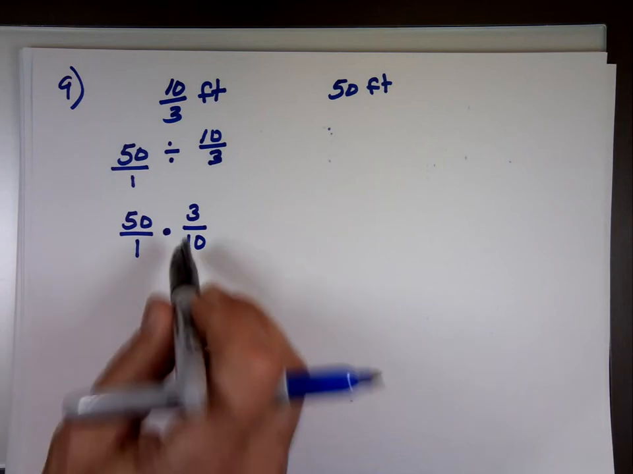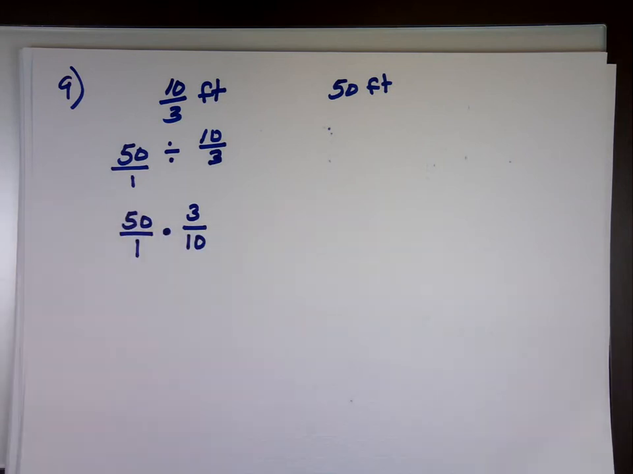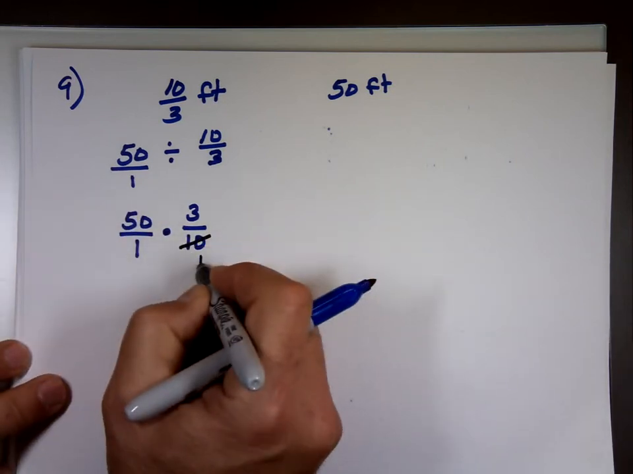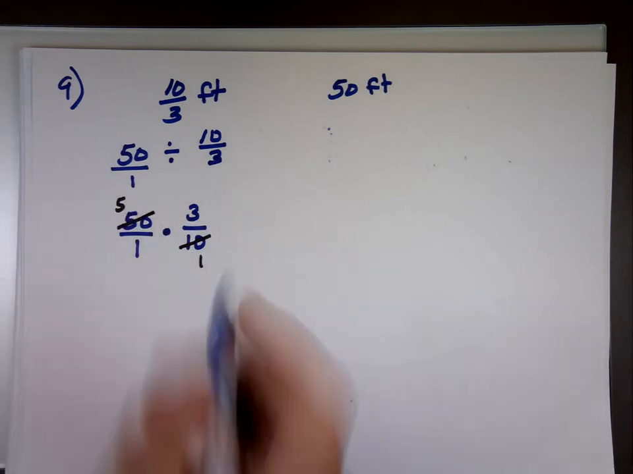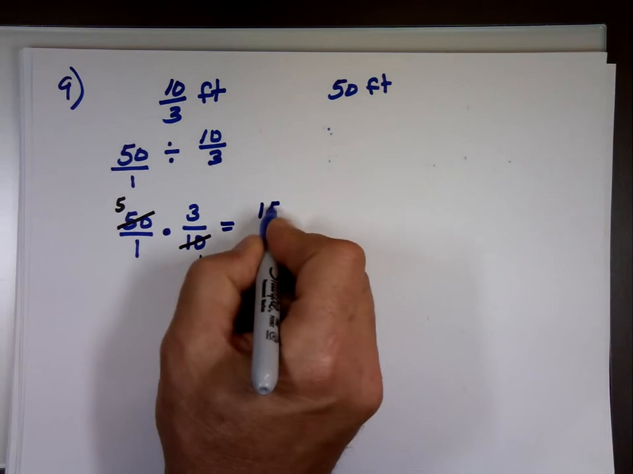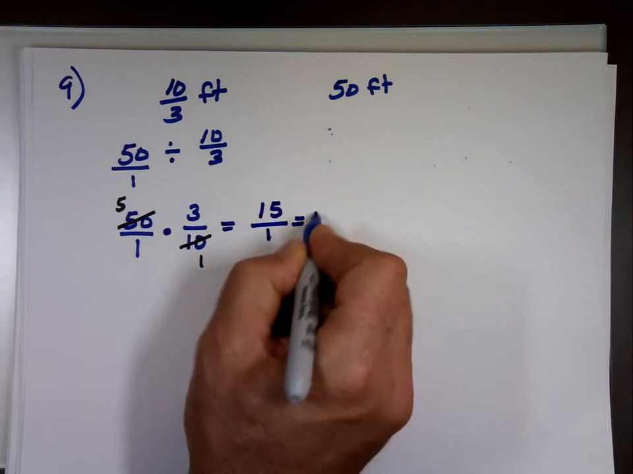Notice the last digit is what? It's 0. You can divide them both by 10. By 10, this is 1. By 10, this is what? 5. 5 times 3, which is what? 15 over 1, and that is 15.